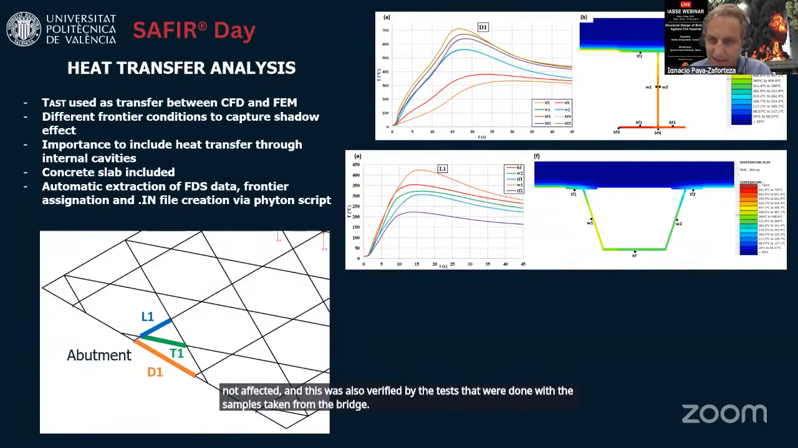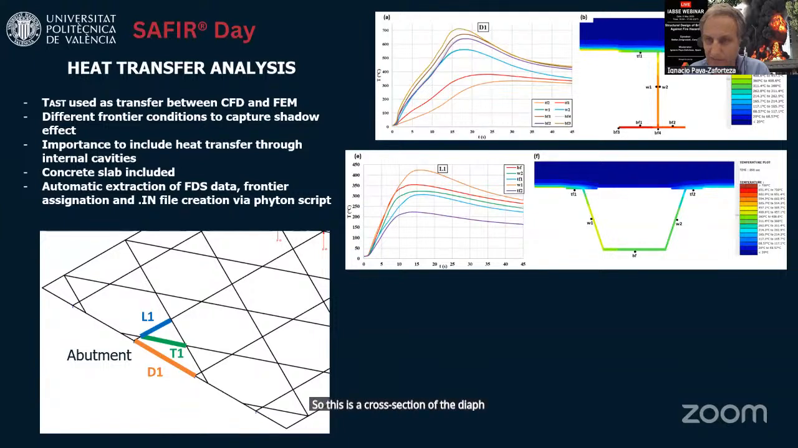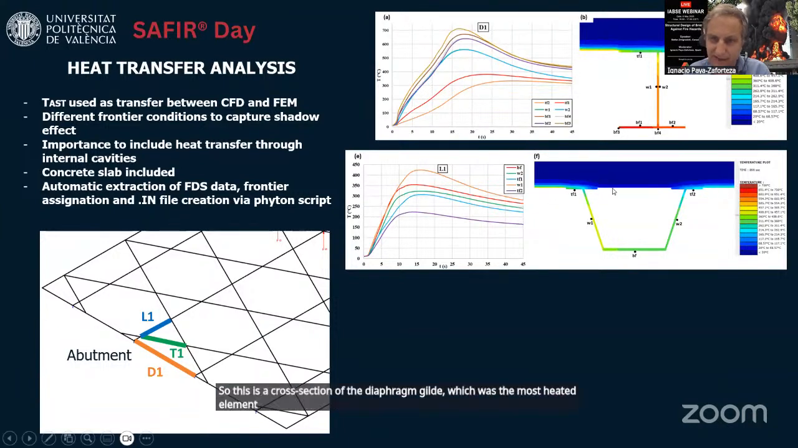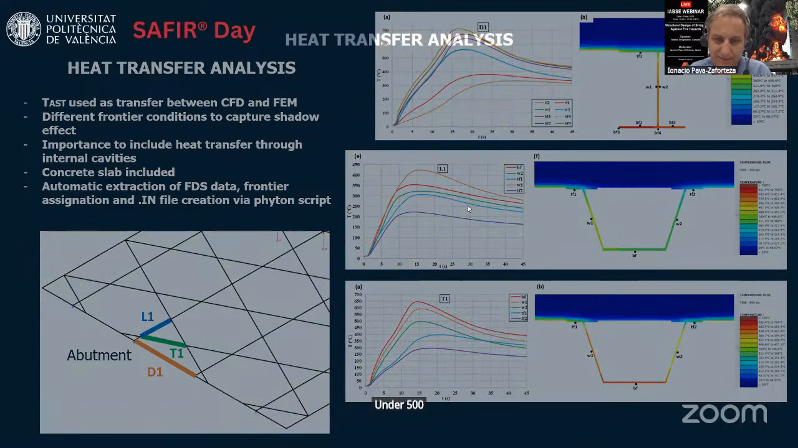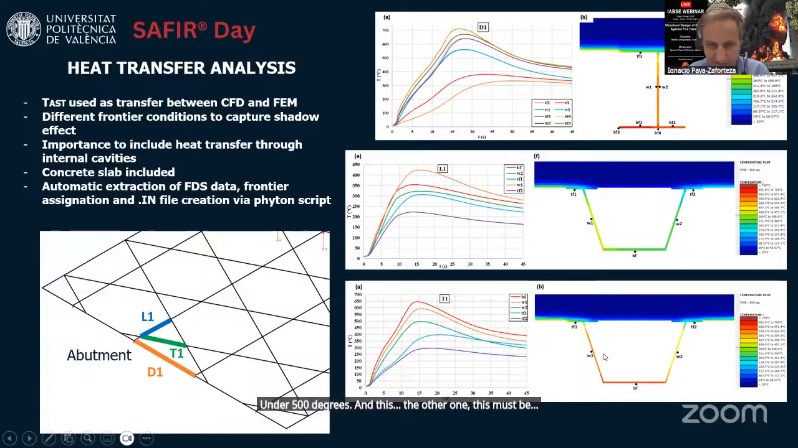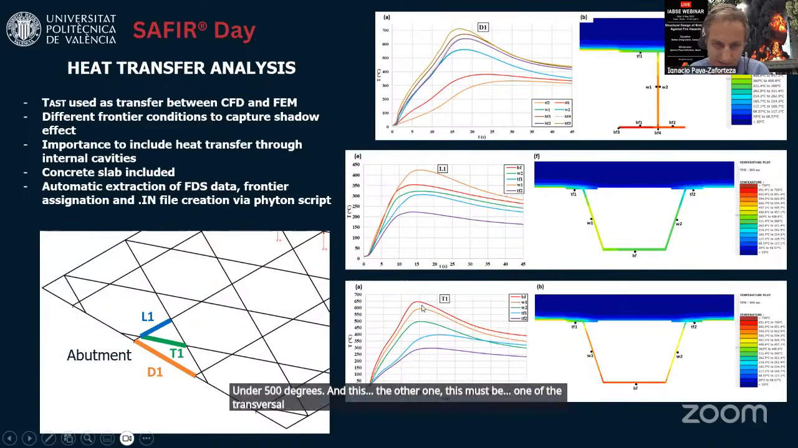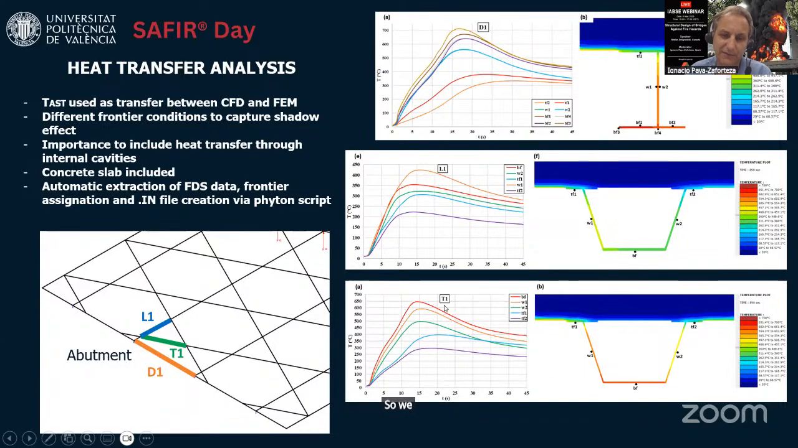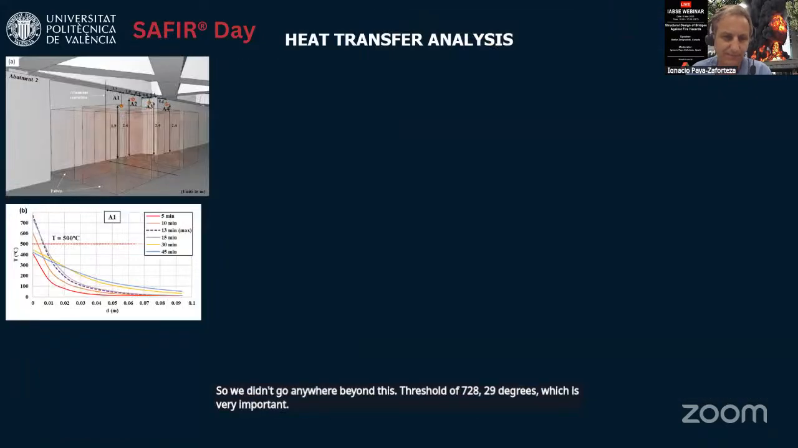So this is a cross-section of the diaphragm girder, which was the most heated element. This is one of the diagonal, not longitudinal girders, and also the temperatures are very, very low, under 500 degrees. And the other one, this must be one of the transversal girders. Also, the temperatures are under 700 degrees. So we never went beyond this threshold of 728, 729 degrees, which is very important.